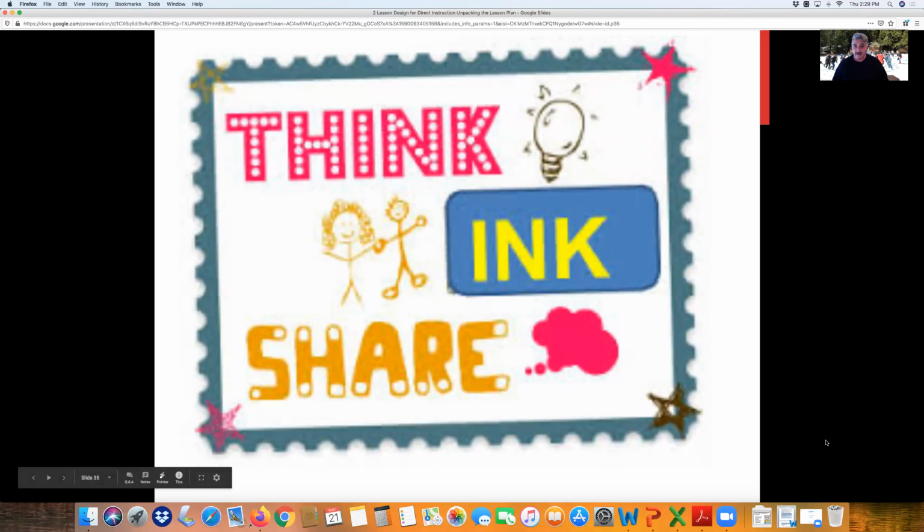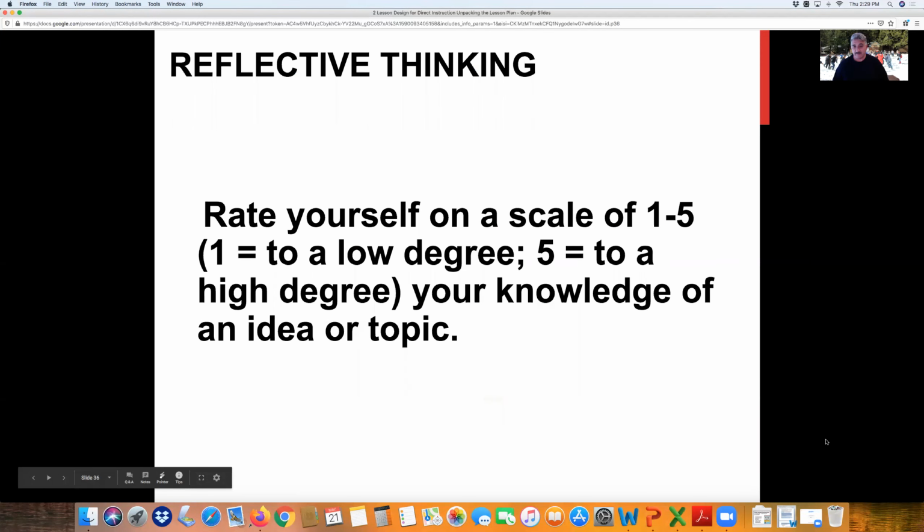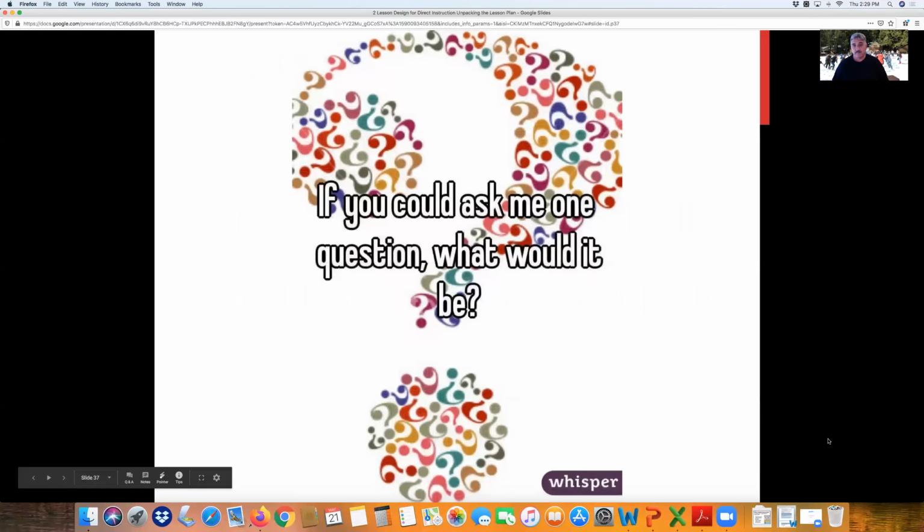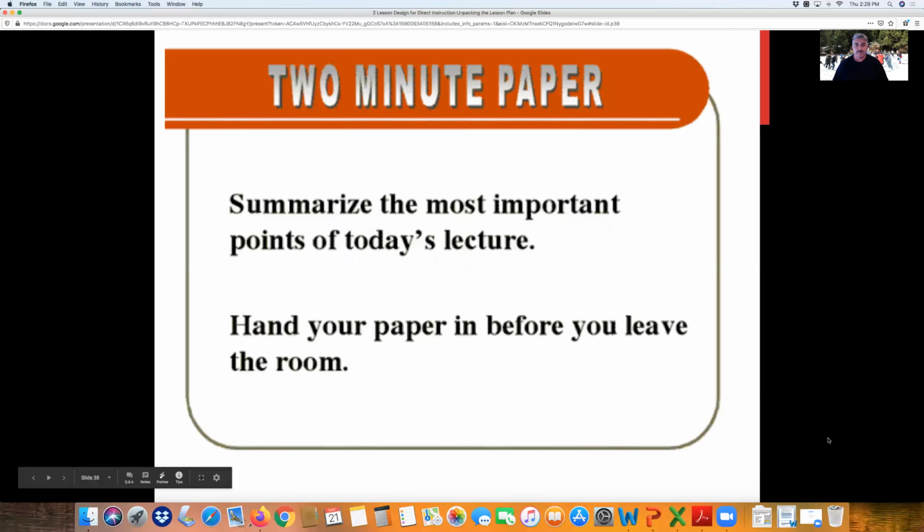Think, ink, share. Reflective thinking on a scale of 1 to 5. Another important one is, if you could ask me one question, what would it be? Many times we teach and we just assume they got it, but if they could ask a question about something you just taught, especially if you're using something like Pear Deck where they can actually type in their answers, you'd be amazed at how many questions they truly do have about things you're teaching. 2-minute paper where you summarize the most important points of the lecture, and when they hand the paper in, it becomes an exit ticket as well.